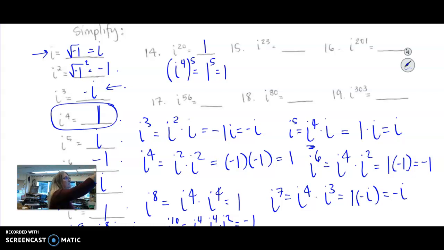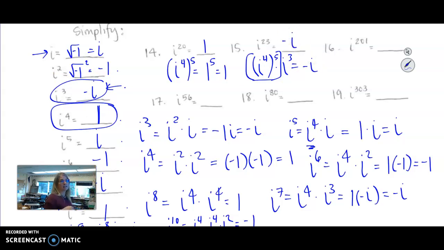Like, let's look at i to the 23rd here. We could write this as i to the 4th to the 5th, that's the 20th. And how many i's do we still have? This expression right here is i to the 20th, so we have to multiply by i to the 3rd to get i to the 23rd. This whole piece will be 1, and you have i to the 3rd, which is equal to negative i.